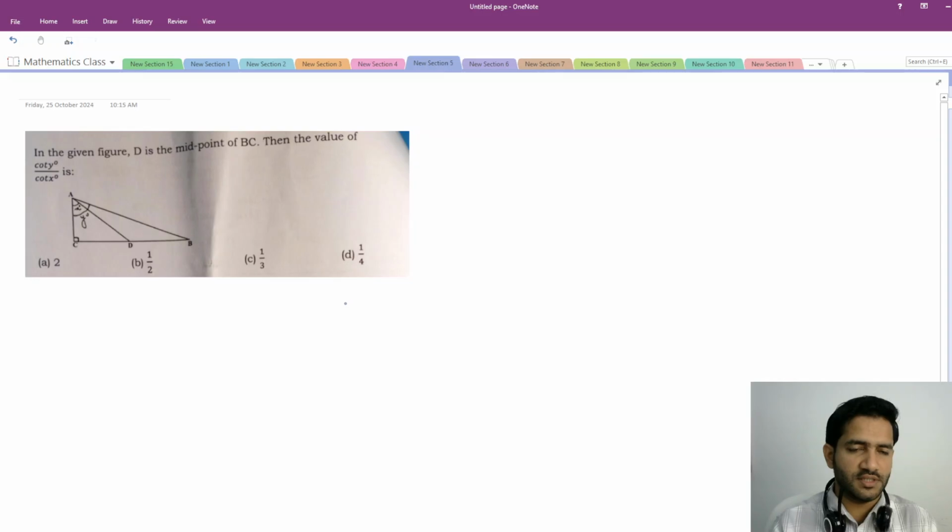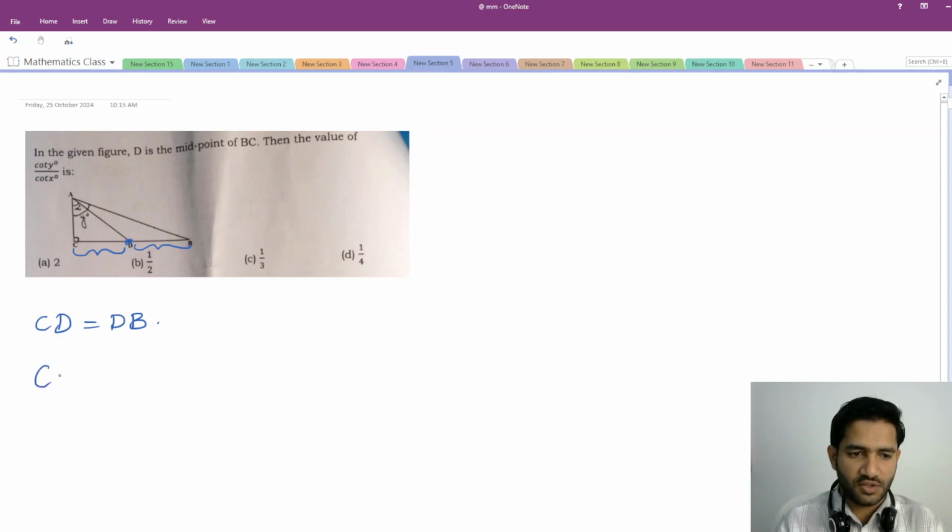Now look at the next question. It is related to trigonometry again. In the given figure, D is the midpoint. It is given that this is the midpoint. That means CD equals DB. Okay, D is the midpoint, so we can write CD equal to DB. Both are equal. Then find the value of cot Y.